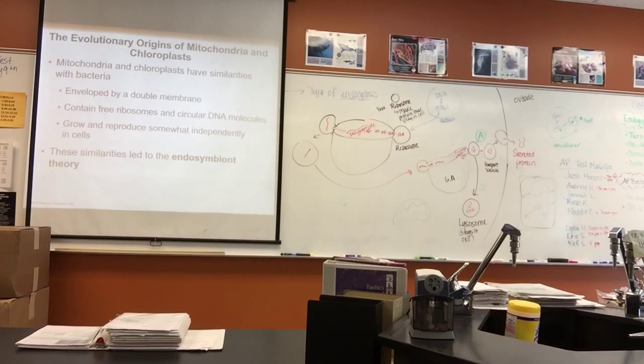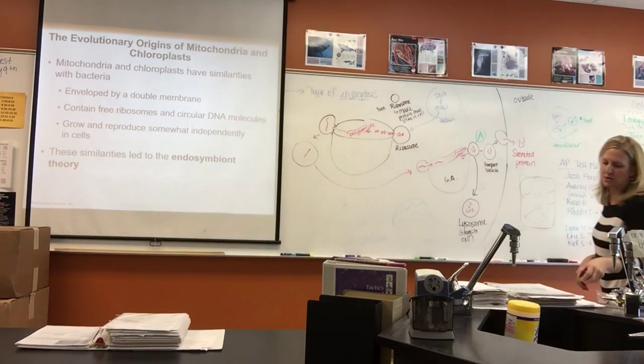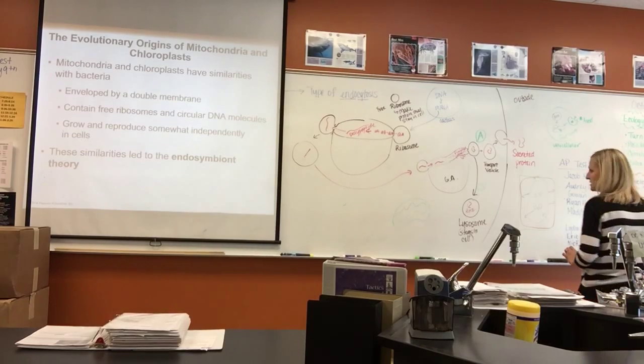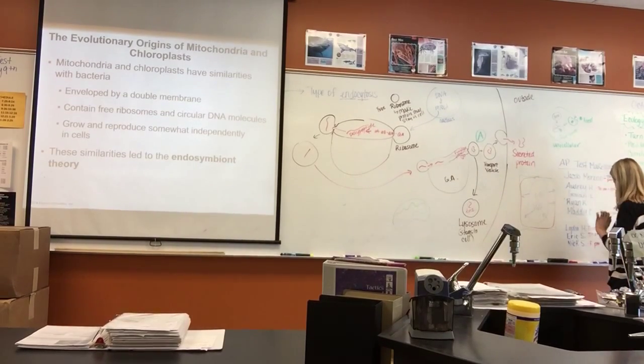They actually have a lot of similarities with bacteria. Mitochondria and chloroplasts are organelles. They're not cells, but they have things in common with the prokaryotic cell. So, what are the things they have in common? They're enveloped by a double membrane, contain free ribosomes and circular DNA molecules, and grow and reproduce somewhat independently in cells. This led to a theory called the endosymbiont theory.